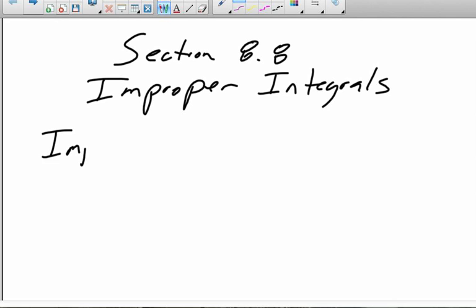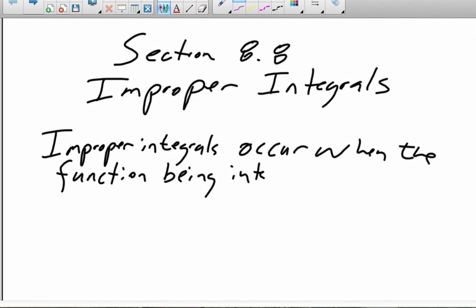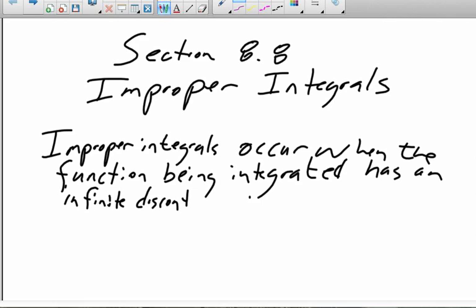Improper integrals occur when the function being integrated has an infinite discontinuity over the region being integrated.